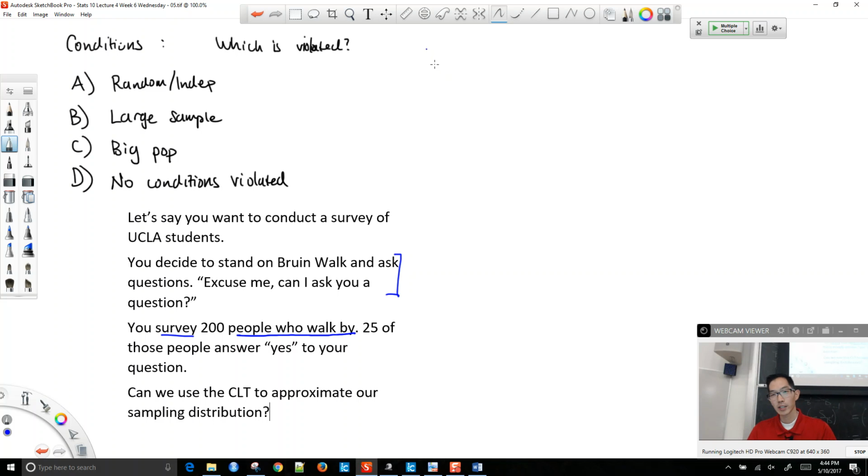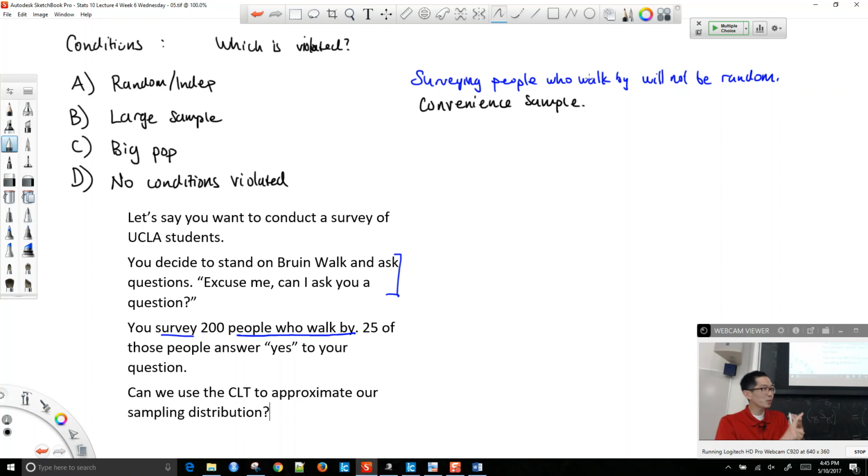Surveying people who walk by on Bruin Walk will not be random. This is known as a convenience sample. Basically this means you're only going to get people who walk on Bruin Walk. Again, the population we're interested in is UCLA students, right? This is the population that we're going after.